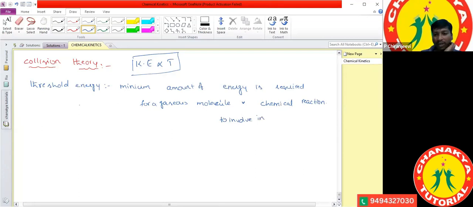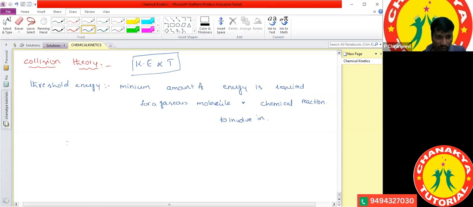So what does threshold energy mean? Threshold energy is nothing but the minimum amount of energy required for the gaseous molecule to involve in a chemical reaction. And how can we calculate the threshold energy? Threshold energy is equal to the potential energy of the reactant molecule plus the activation energy.